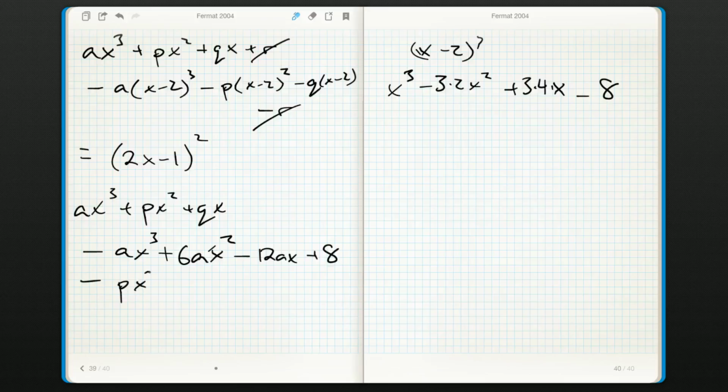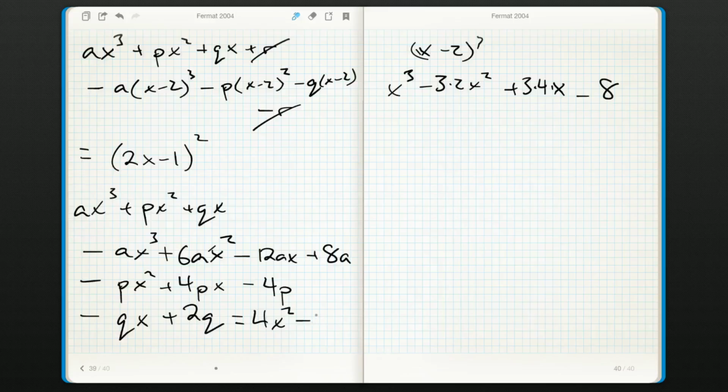Minus px squared. It'll be minus 4x, so it'll be plus 4px, minus p times 4, so minus 4p. Should be an a there as well. Then minus qx plus 2q. And this has got to be equal to 4x squared minus 4x plus 1.